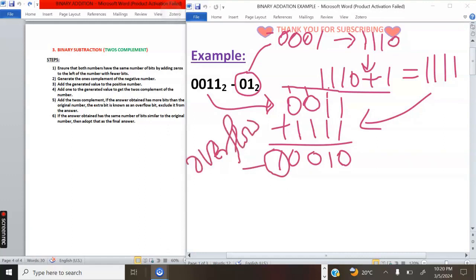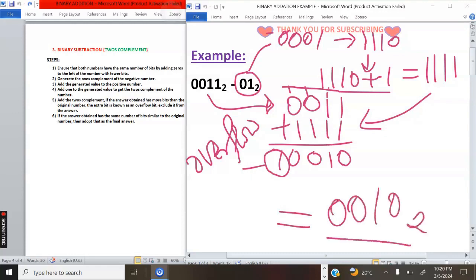This is our overflow. So if you have an overflow, unlike the case of one's complement where we are supposed to add it, for the case of two's complement, you are supposed to exclude it. Therefore, the final answer will be, we need to exclude the extra bit. My final answer will be 0010. That is our answer. So what we have done, we have excluded the 1. Hope up to that point we are together.